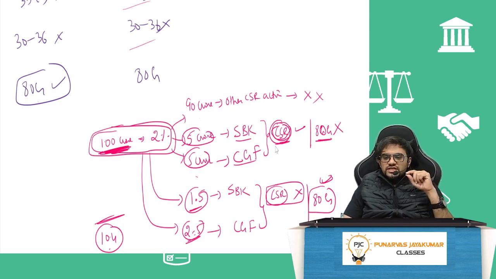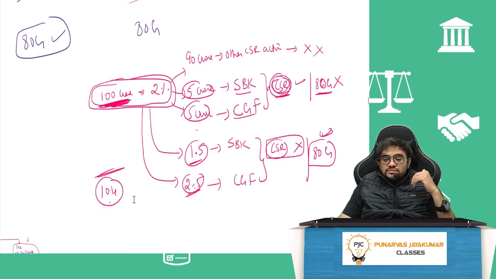Will it be there for CSR? Yes. Is it there for 80G? No, it will not come for 80G. Similarly, apart from this 100 crore, I have spent 1.5 crore for the Swachh Bharat Kosh and 2.5 crore for the Clean Ganga Fund.